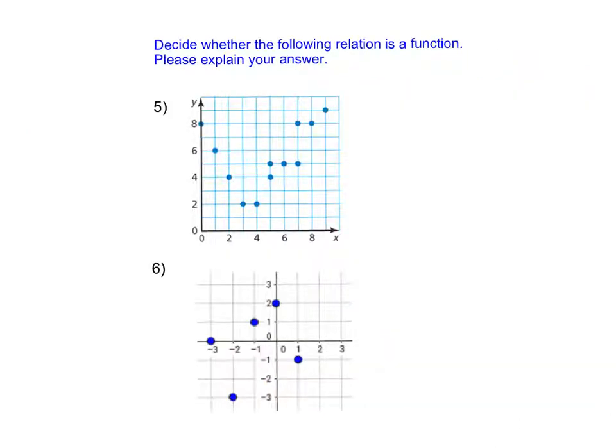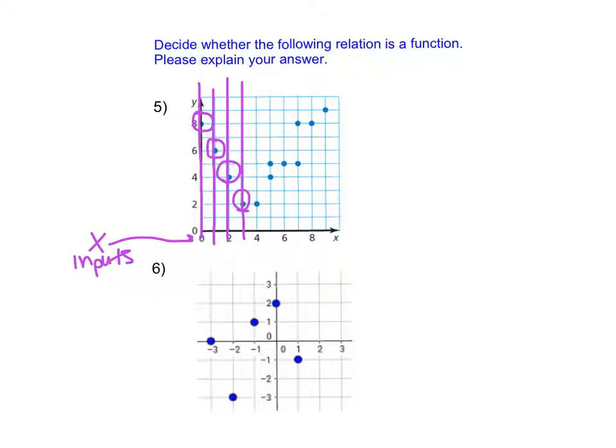Okay, so here we have a graph. As we look at a graph, we need to remember that our x values are our inputs. So what we're looking for as we look at these graphs is that each input has exactly one output. If I look at the input of 0, it has exactly one output of 8. The input of 1, exactly one output of 6. The input of 2, exactly one output of 4. The input of 3, exactly one output.